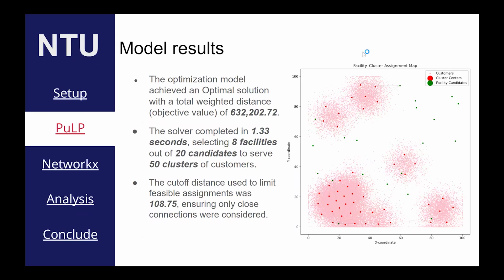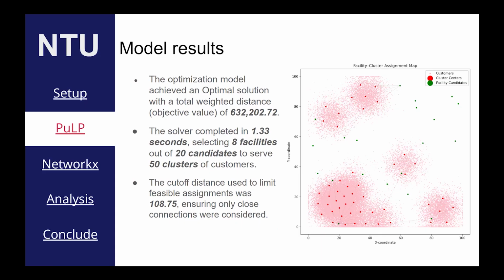Now let's look at the results. Our optimization model achieved an optimal solution with a total weighted distance, or objective value, of about 632,000.7. The solver finished very quickly. It took only 1.33 seconds to find the solution. In this optimal solution, the model selected 8 facilities out of 20 candidates, which together serve 50 clusters of customers.